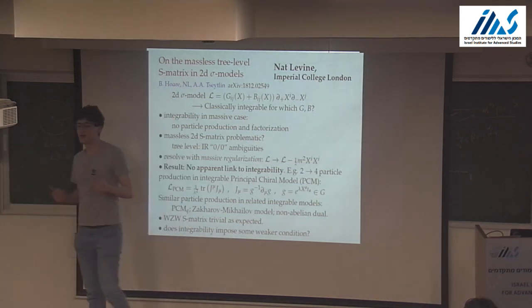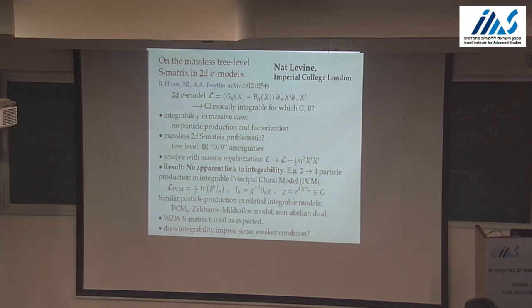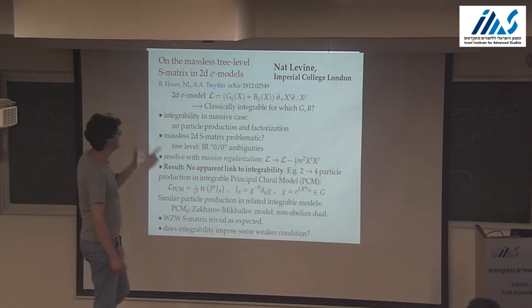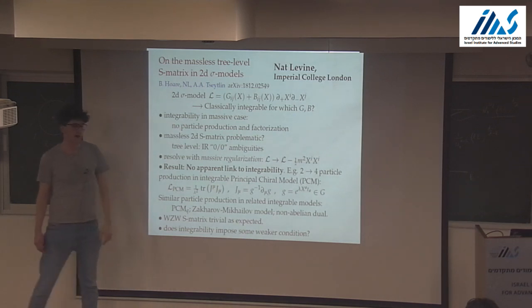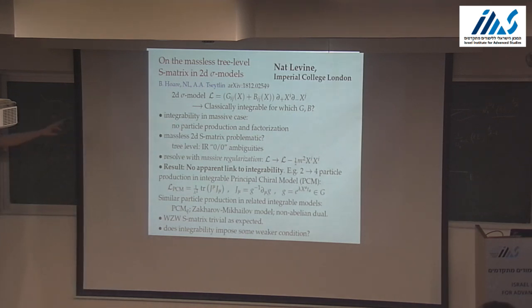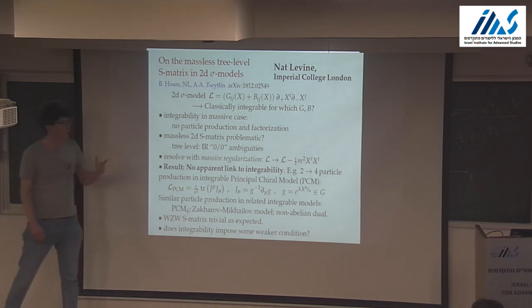But I can hear you all screaming at me that what we should do is look at the S matrix, right? Because we know that in the massive case, integrability is closely associated with special properties of the S matrix. So these properties are no particle production and factorization. However, this is a classically scale invariant theory. So these excitations xi are massless. And it brings us to the thorny issue of the massless 2D S matrix.